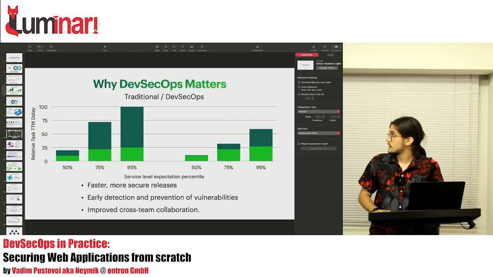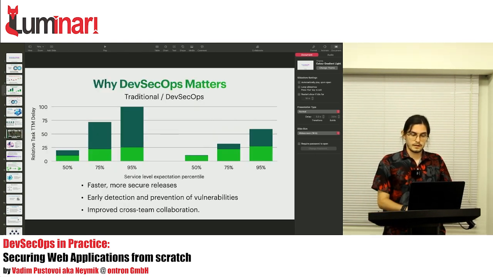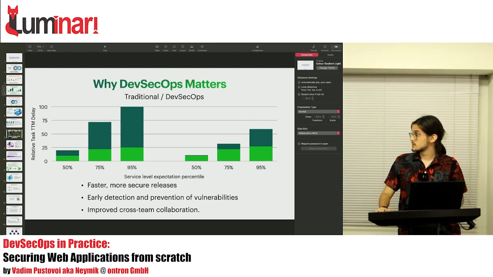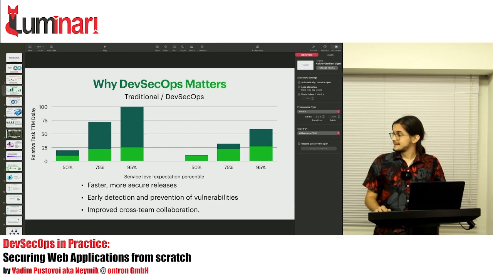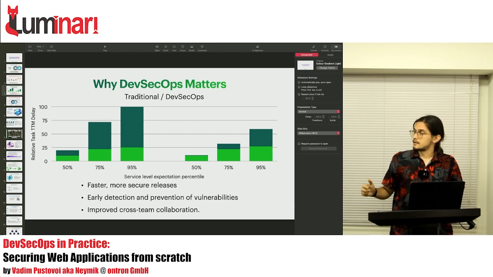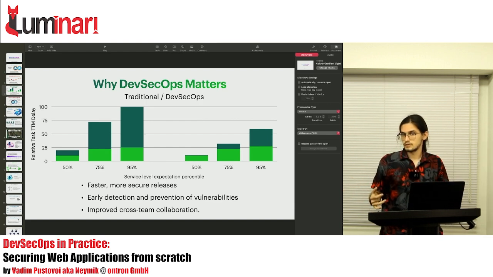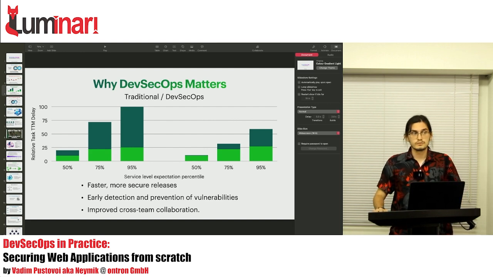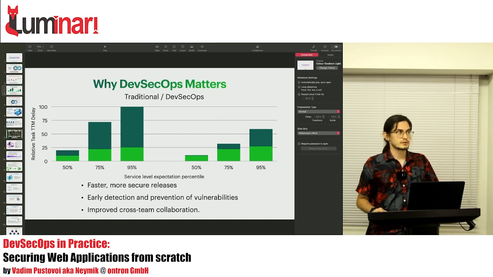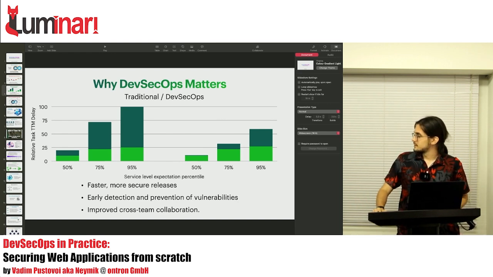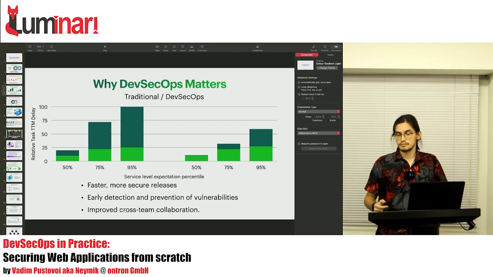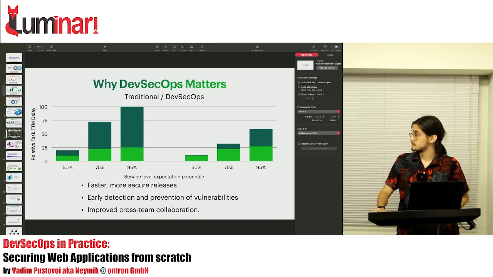Let's talk about why DevSecOps matters. Here I have some metrics about one of my projects I was curating. On the left part is the project without DevSecOps. That was a really badly structured project with a lot of auth problems and secrets management issues. And on the right is the same project, but with DevSecOps practices implemented.